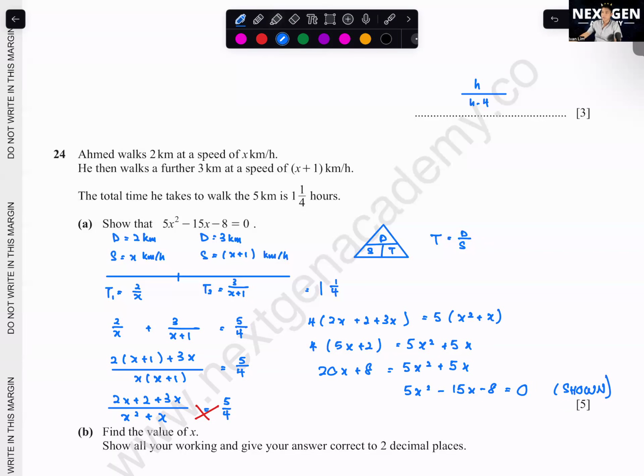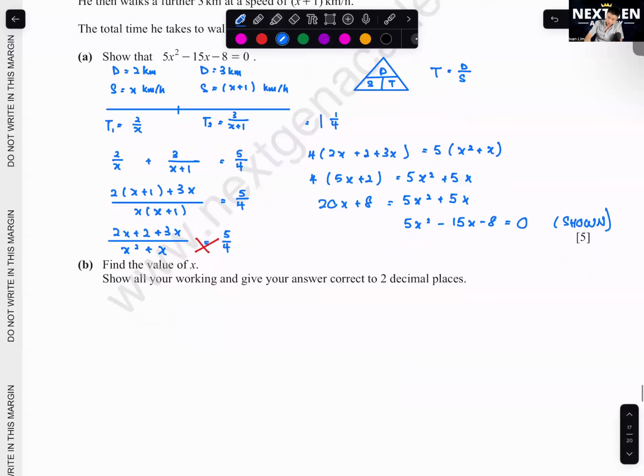Okay, now they say find the value of x. Show all your working and give your answer correct to 2 dp. This one also same thing. Use your calculator. Whenever you can use calculator, use your calculator, check for the answer first. So I'll go to menu, go to equation slash func, go to polynomial, select 2. Let's type this in the calculator first: 5x squared minus 15x minus 8. You should get 3.46 and negative 0.462.